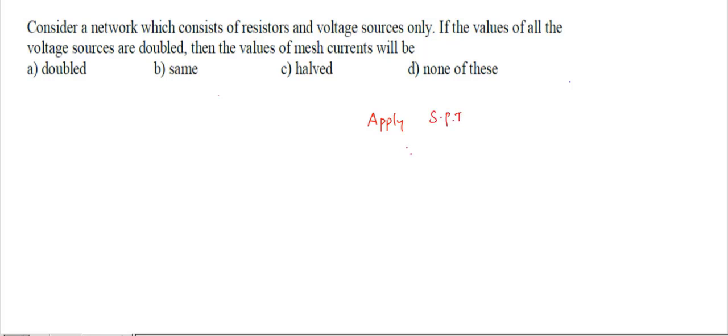If you apply the superposition theorem, two conditions must be satisfied. One is linearity and the other is homogeneity. So what is homogeneity? Homogeneity means that if the excitation is multiplied by a constant k, then the response is also multiplied by a constant k.